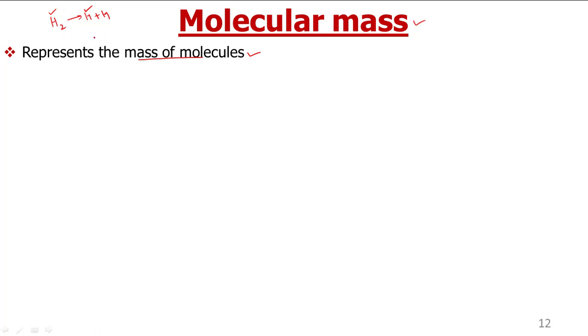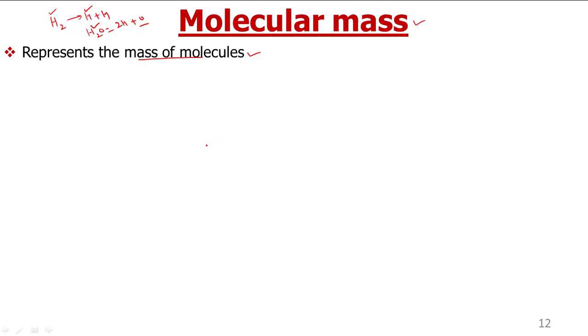As atomic mass represents the mass of atoms, similarly molecular mass represents the mass of molecules. Now how does a molecule form? A molecule is obtained by combining two or more atoms of the same element or different, like H2. H2 has been obtained by combining two atoms, H plus H. So H is an atom, H2 is a molecule. Similarly, water is a molecule. It is obtained from two hydrogen atoms plus one oxygen atom. So this is also a molecule.